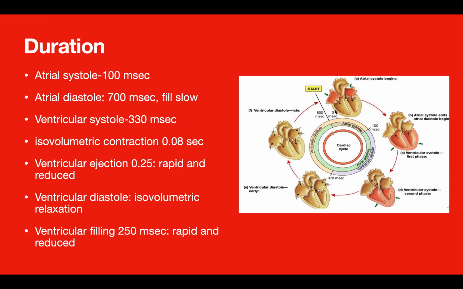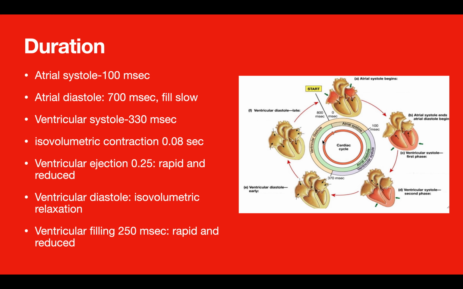So let's look at this chart. Atrial systole is pretty fast, squeezing into the ventricles. It's about 100 milliseconds. And then the ventricular systole is a little bit longer, about 370 milliseconds. And then the diastole is also pretty slow. It's from 370 milliseconds to 800 milliseconds, and then it starts all over again.